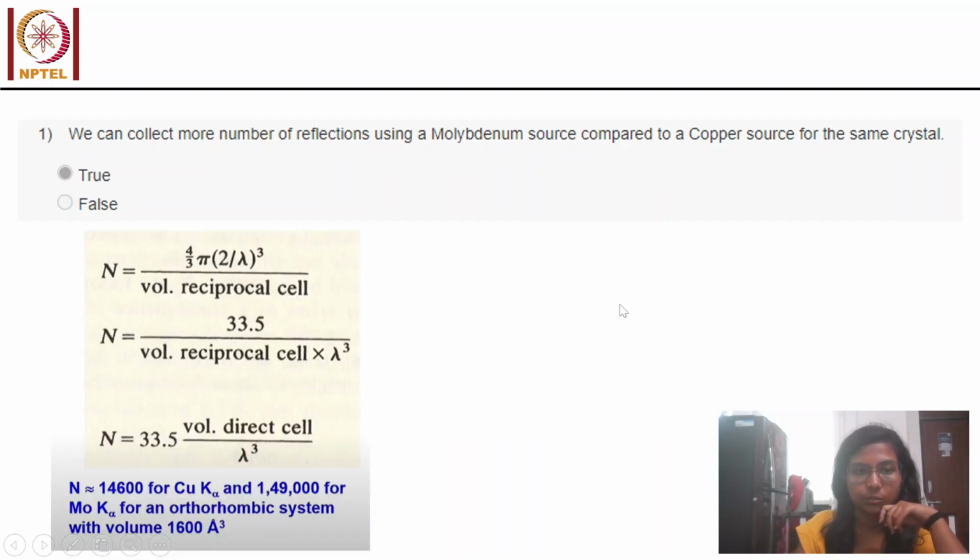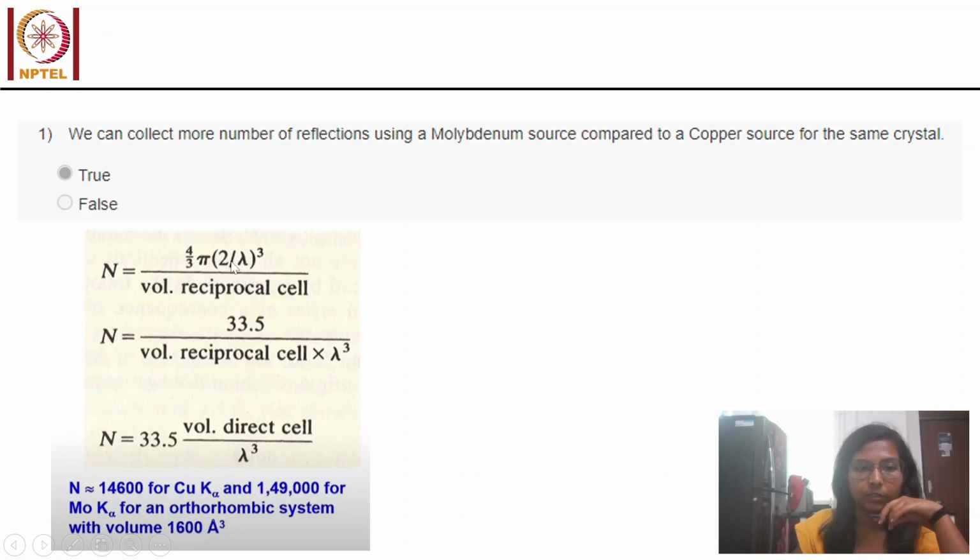To answer this question, we have this formula, which was taught to you by the professor this week. If n is the number of reflections collected, then the total number of reflections n is governed by a formula. You can see that the 4 and 3 are all constants, and the variable is lambda. What is lambda? Lambda is the wavelength of radiation used for the X-ray diffraction.